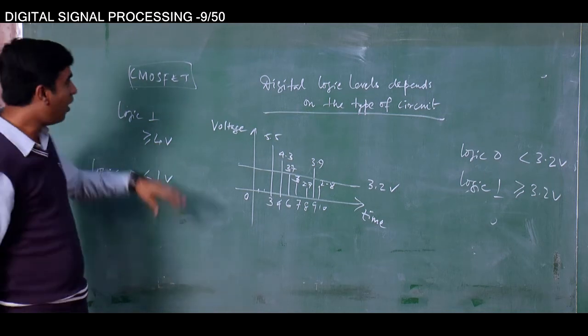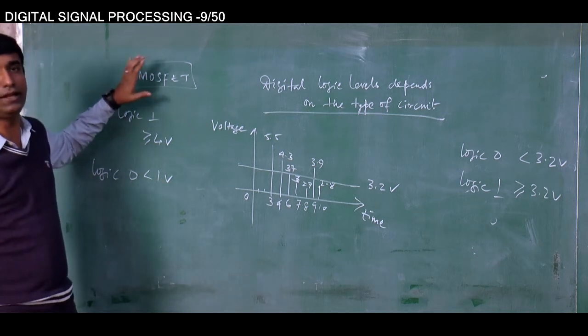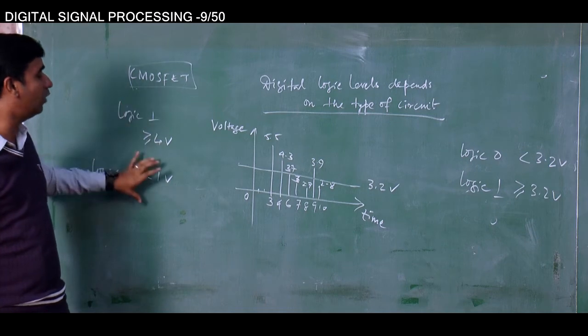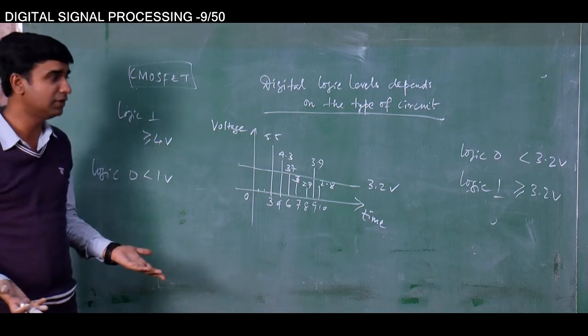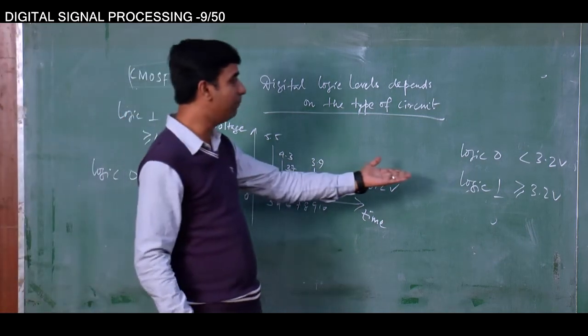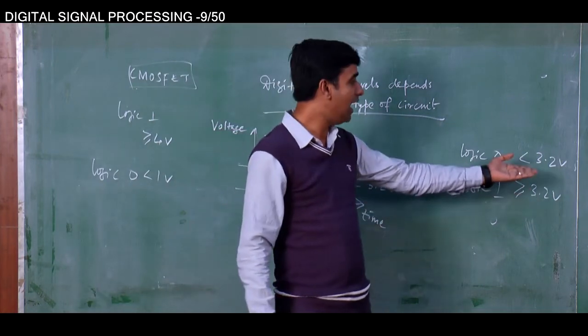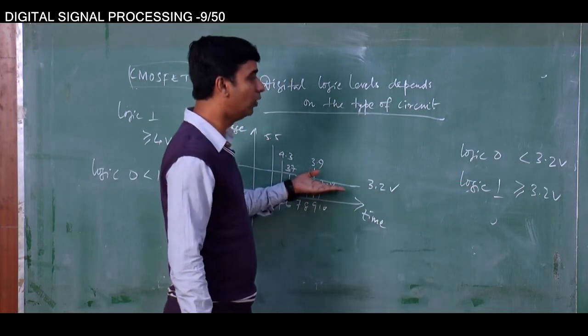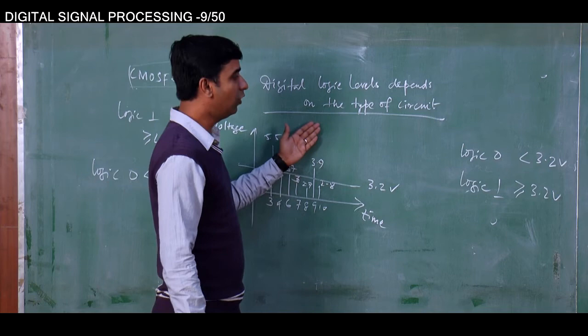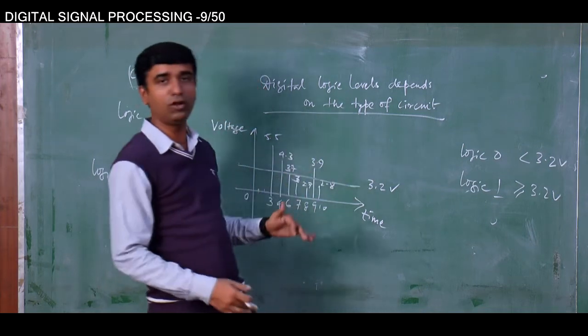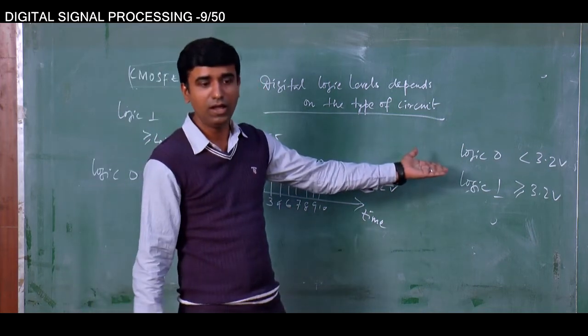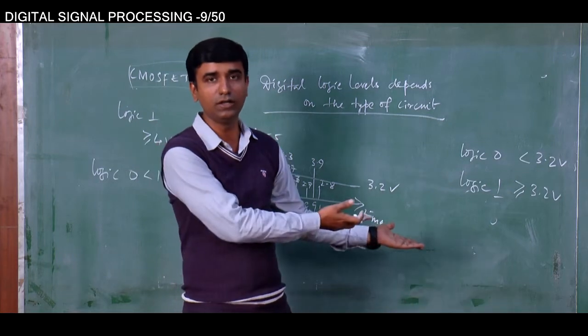That means for this particular type of circuit, the definition of logic 1 and logic 0 completely changes. In this example, in my case, I have taken it as 3.2 volt. That is why above that I have taken as logic 1, below that logic 0. This is my definition. I have designed my circuit accordingly.